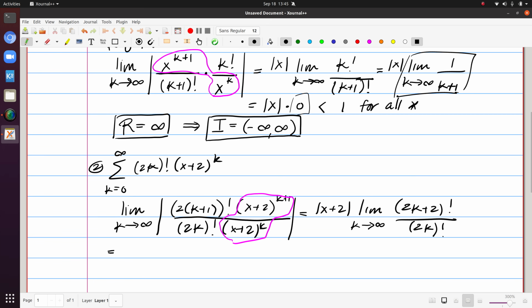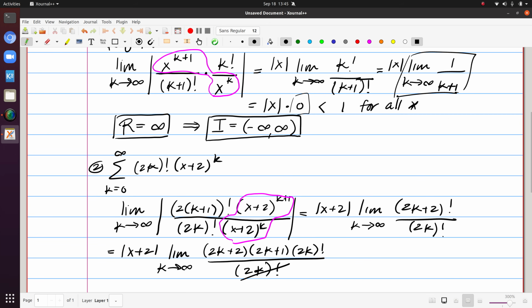Again, thinking back to what we talked about with regard to factorials when we looked at the ratio test before, I can simplify this by trying to relate the larger factorial to the smaller. And so what I mean by that is I can rewrite 2k plus 2 factorial as 2k plus 2 times 2k plus 1 times 2k factorial. Then I can cancel that 2k factorial with the one in the bottom, and now I'm left with the limit as k approaches infinity of 2k plus 2 times 2k plus 1.